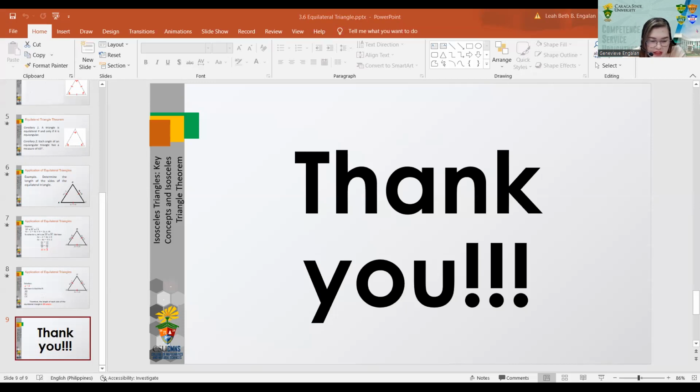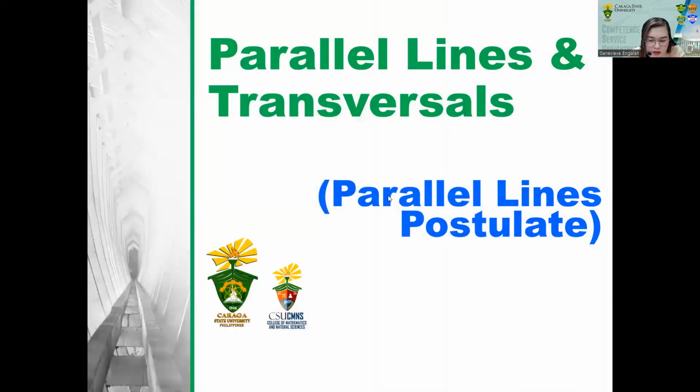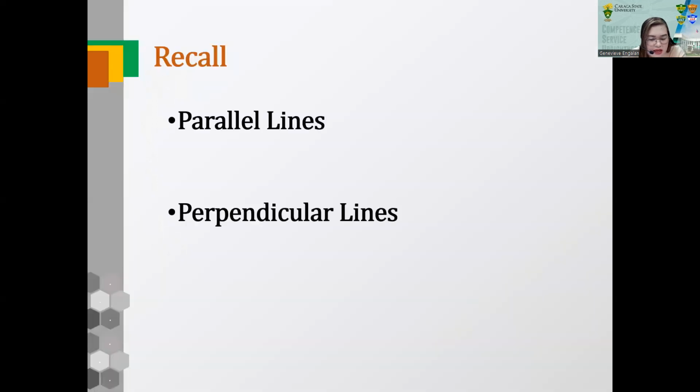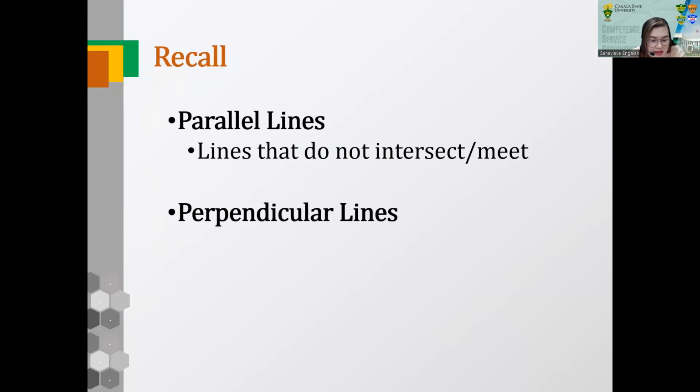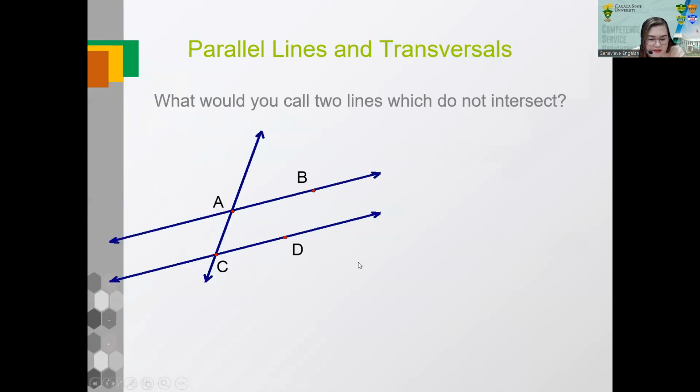Okay, we have perpendicular lines postulate. Kana na siya ang last topic for midterms. Parallel lines and transversal. So you have parallel lines postulate. Okay, let us recall that parallel lines are lines that do not intersect or meet, no? And perpendicular lines intersect to form a right angle. So parallel lines, perpendicular lines.